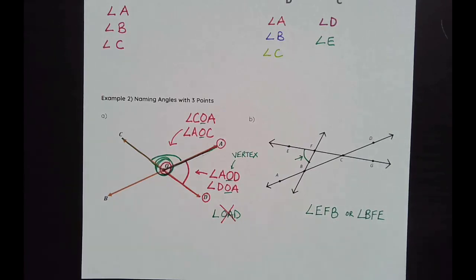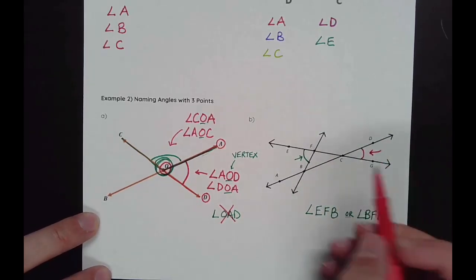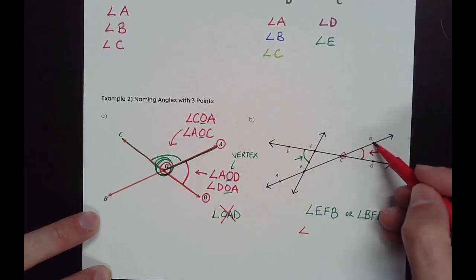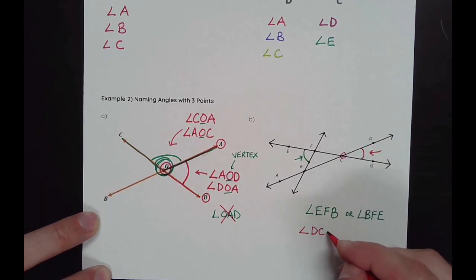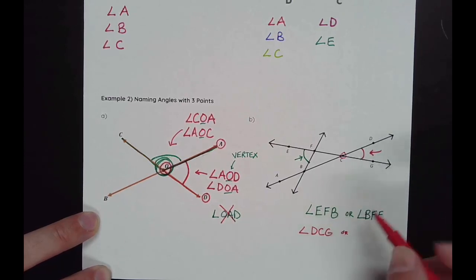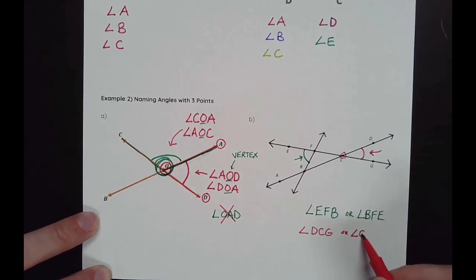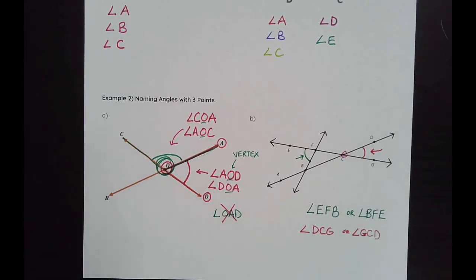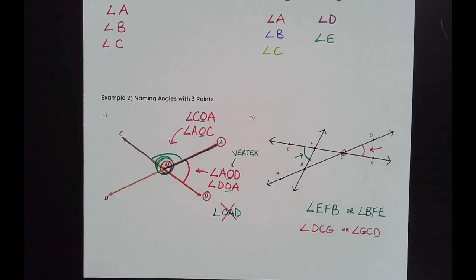Now if I want to talk about this angle here, now my vertex is C. So I would say angle, C's in the middle, and I start at D, then I go to C, then I go to G. D, C, G. Or I could go G, C, D. Angle G, C, D. Now note, in these 4 angles, my vertex changed. Here it was F, here it's C. Little more complicated diagram, so I have to be a little careful there.